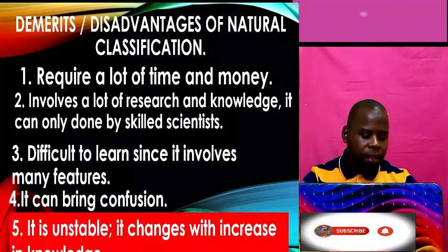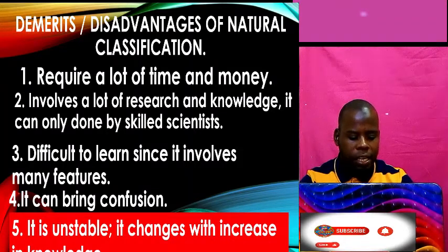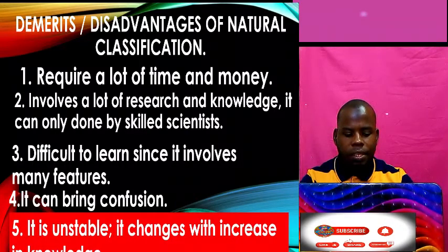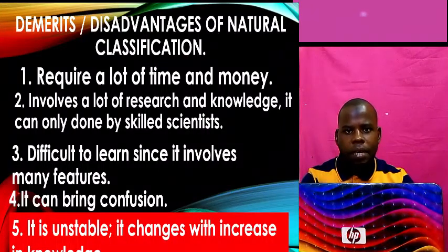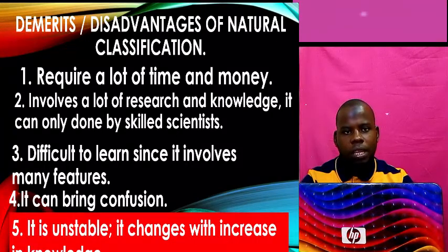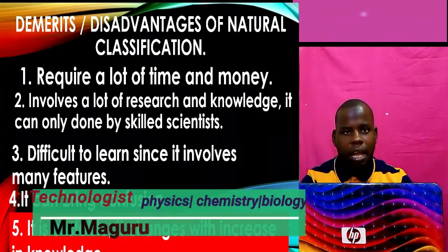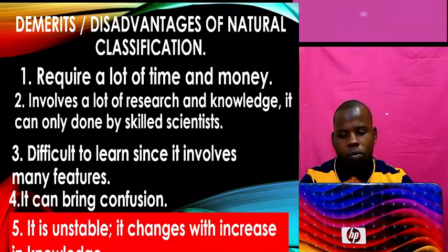And number 5, it is unstable, and it changes with the increase in knowledge. When you make research, you get more knowledge. So it is unstable. That is the disadvantage. There is an update of information about organisms. So as time goes on, the researcher can come with another hypothesis about the organisms. So it is unstable. Those are the merits and demerits of natural classification.